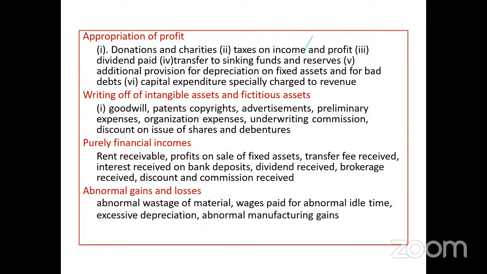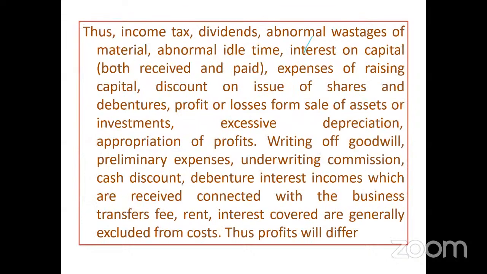So what will happen? Whenever we are adding office and administration overhead, what are we getting? Either your cost of production will be more or less, and your total cost or cost of sales will also be more or less. That means your cost of sales and cost of production will vary. Total cost and profit will remain the same. So these financial expenses and incomes are not part of the cost sheet.